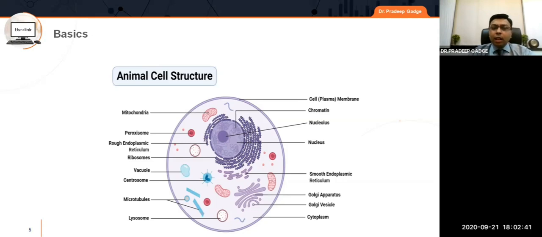So basically, this is how a human cell or an animal cell looks. The difference between an animal cell and a plant cell is that a plant cell has a cell wall, and an animal cell doesn't have a cell wall, and that's why plant cells are rectangular and animal cells are usually not rectangular. So there are various organelles in these cells, and today we are going to discuss just the cell membrane.